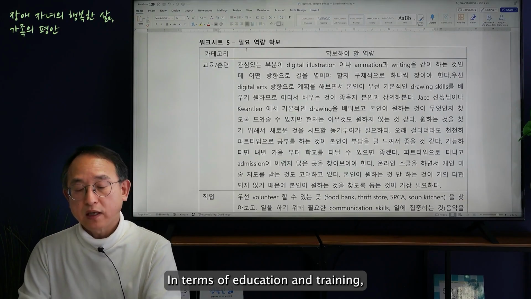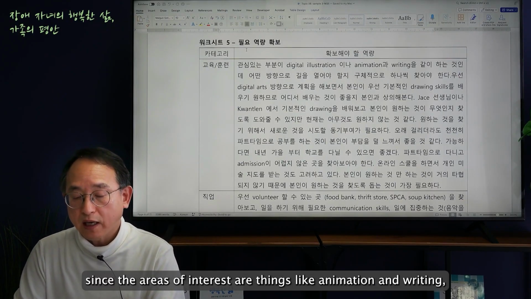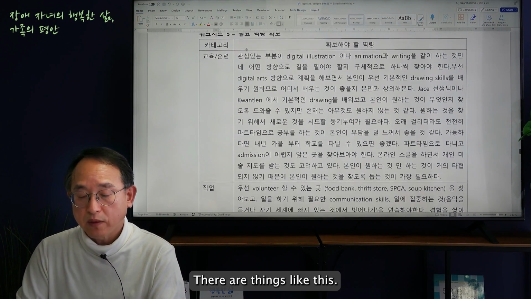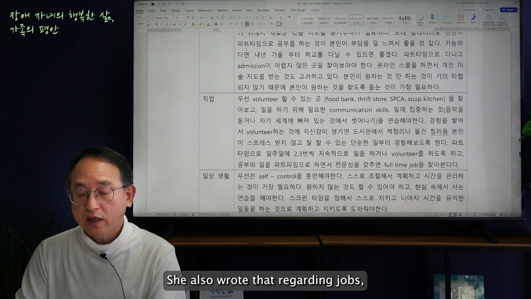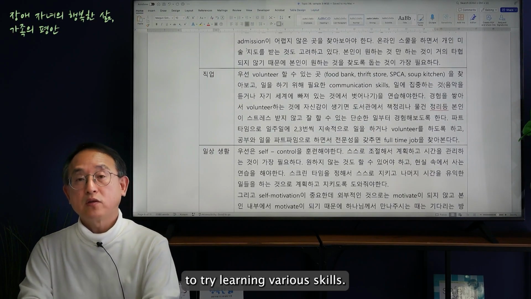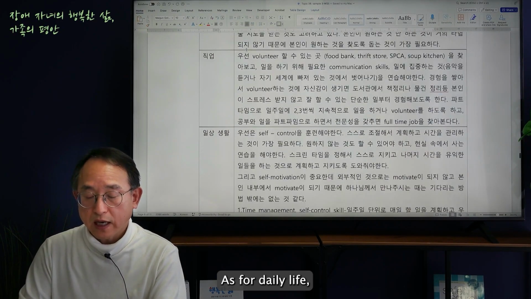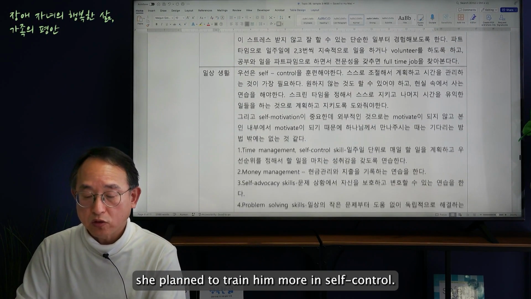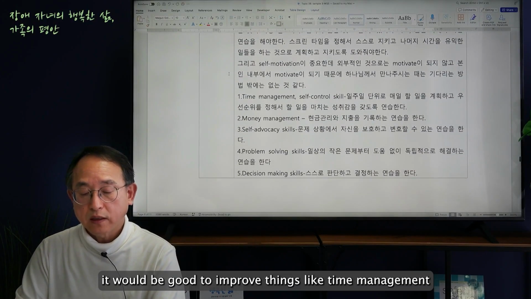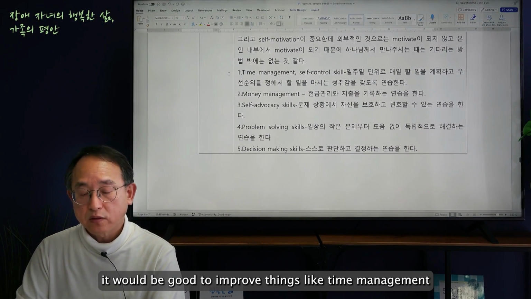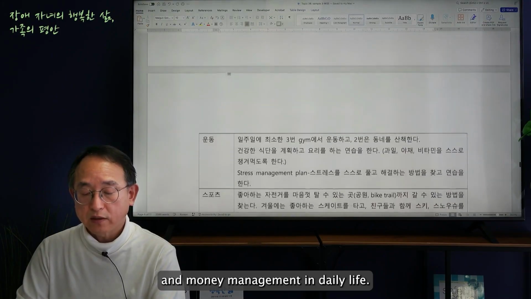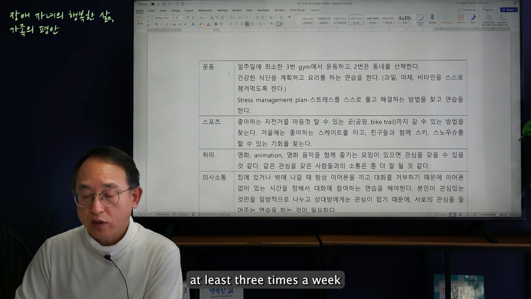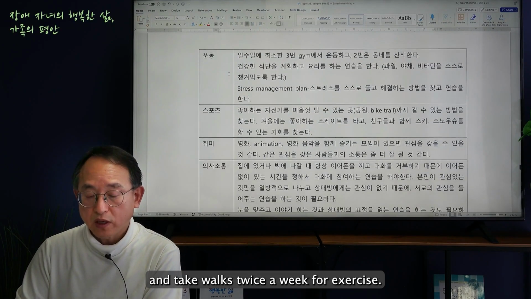In terms of education and training, since the areas of interest are things like animation and writing, she said she would look into each of these directions specifically, one by one. There are things like this. She also wrote that regarding jobs, she would look for volunteer opportunities to try learning various skills. As for daily life, although she already knows most things, she planned to train herself more in self-control. So here, she wrote that it would be good to improve things like time management and money management in daily life. Since her child is mostly at home, she also wrote that it would be good to go to the gym at least 3 times a week and take walks twice a week for exercise.